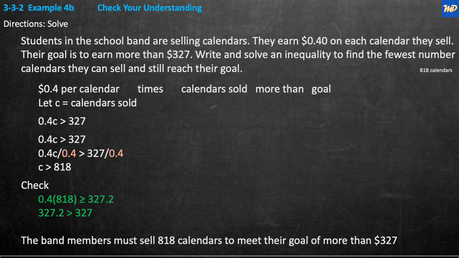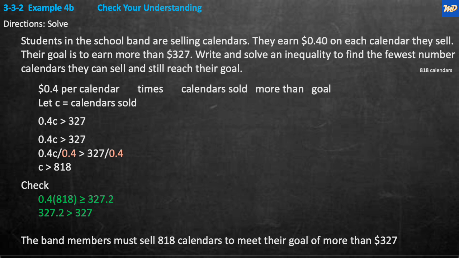Okay, now that you're back, let's take a look at this. Students in the school band are selling calendars. They earn 40 cents on each calendar they sell. Their goal is to earn more than $327. Write and solve an inequality to find the fewest number of calendars they can sell and still reach their goal.